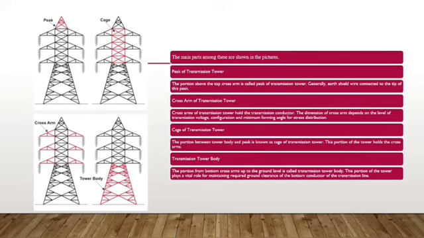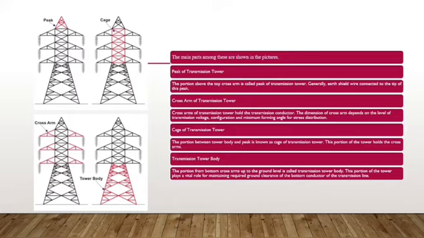Now I will explain in more detail some parts of the transmission line. Note that the construction of these towers is not a simple task, and there is a tower erection methodology behind building this high voltage transmission tower. The first part of the transmission tower is the peak of the transmission tower. The portion above the top cross arm is called the peak of the transmission tower. Generally, the earth shield wire is connected to the tip of this peak.